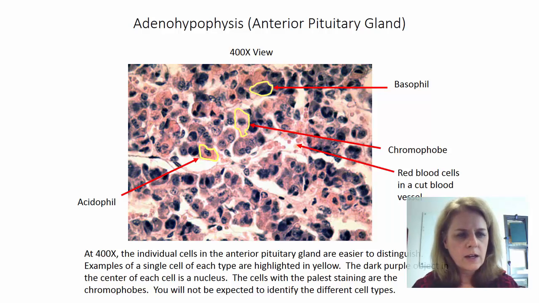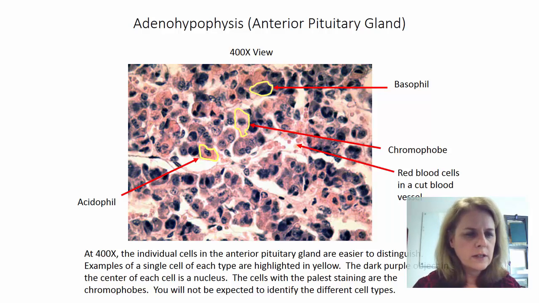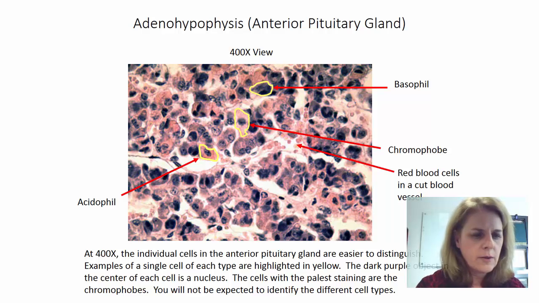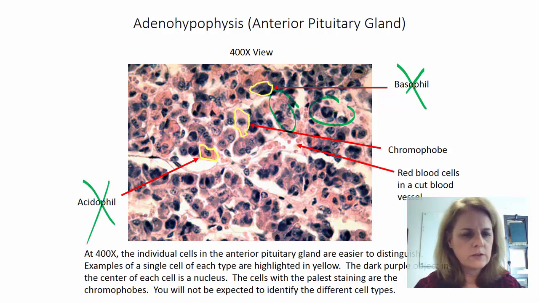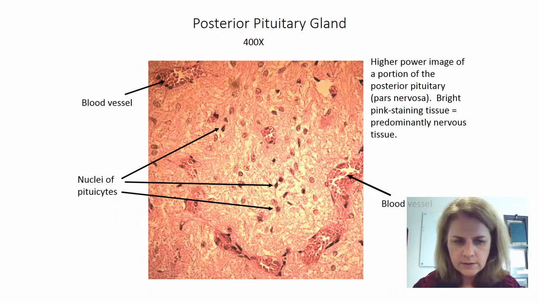Here we're going to go up a little bit bigger, so you can see some of these individual cells with their nuclei. Again, you don't have to be able to identify the acidophils and basophils. I just want you to see that you have all these nuclei and these densely packed cells. So this is your adenohypophysis.